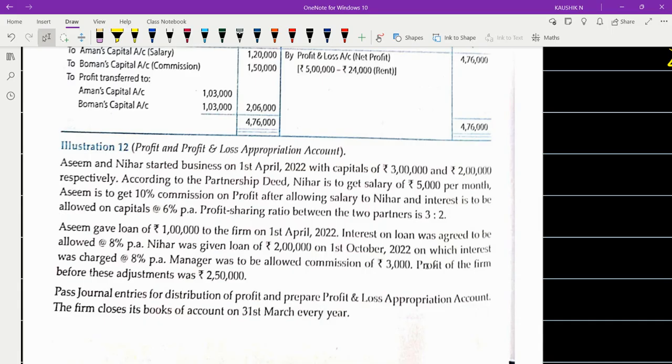However, the question is asking you to pass the journal entries for the distribution of profit and prepare the profit and loss appropriation account. The firm is closing the books of account on 31st of March every year. So let's see what answers we are going to get, how far you understood the concepts, everything. Will you be able to do it? Can you make a try? Okay.